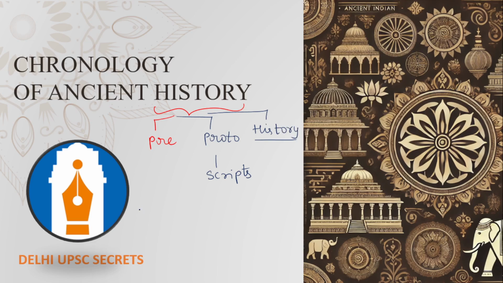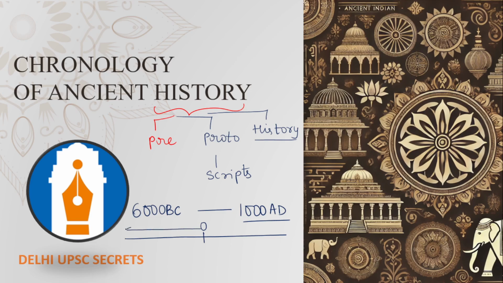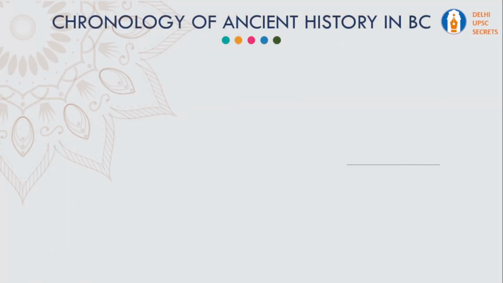When it comes to the ancient history of India, it starts somewhere around 6000 before Christ to 1000 AD, which is nothing but Anno Domino. Now, when you consider the timeline of ancient history, if you consider zero, the birth of Christ, from 0 towards 6000 BC, and from 0 to 1000 AD, all the period comes under the ancient history part. Okay, now without any further delay, let's go with the chronology of ancient history in BC.